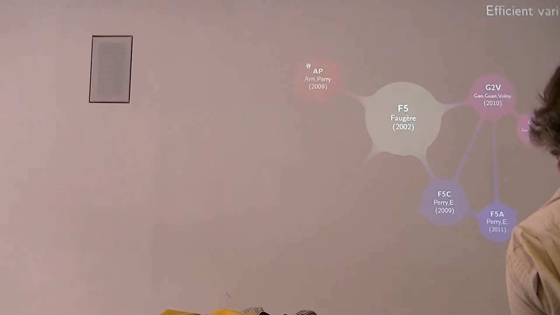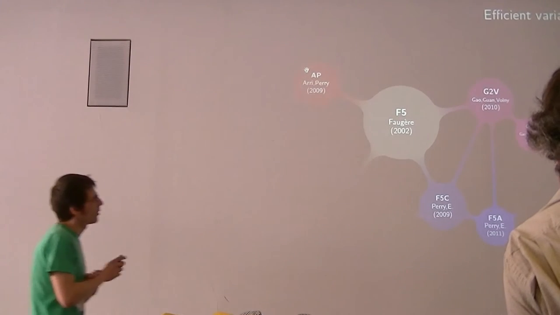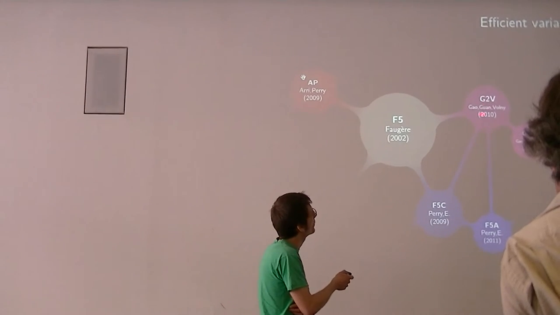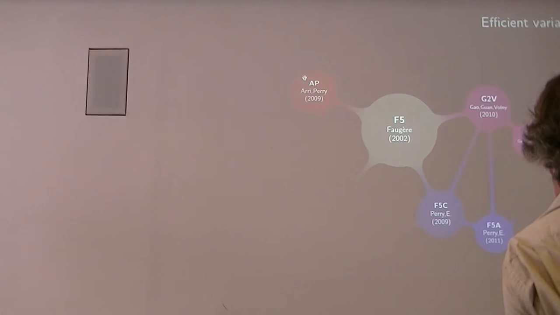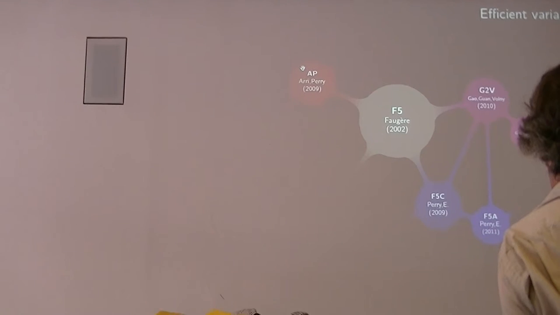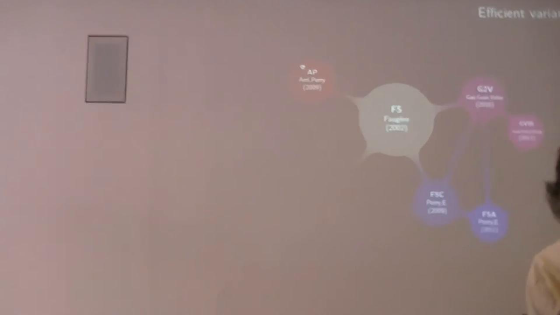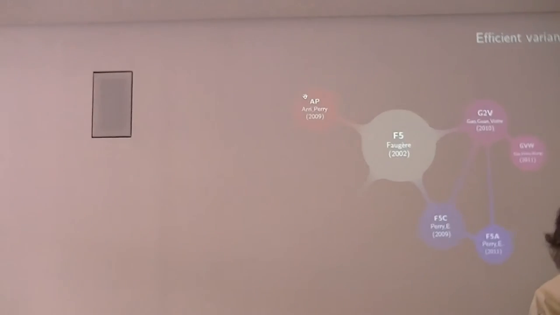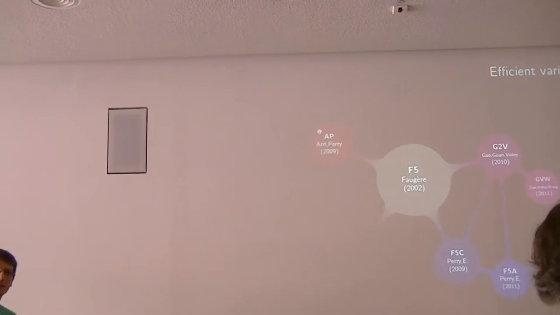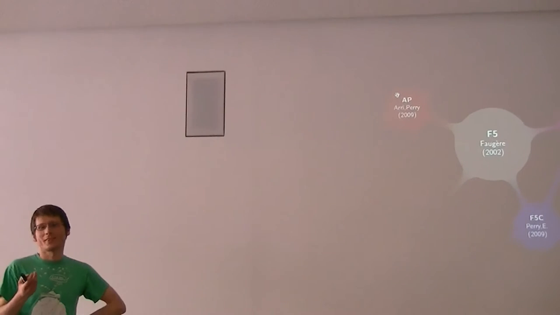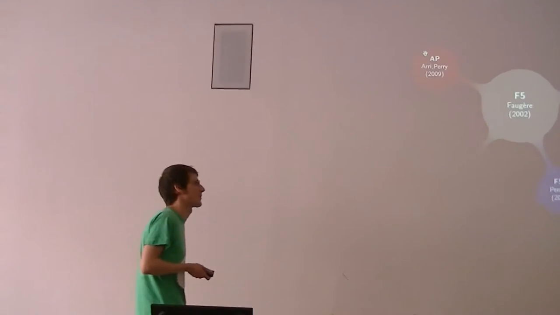And then in 2010 at the ISSAC, Gao, Guan and Wolny presented their G2V algorithm, which is also an incremental algorithm. So it also uses position over term on the signatures. And this algorithm, well, it's a lot easier to understand.